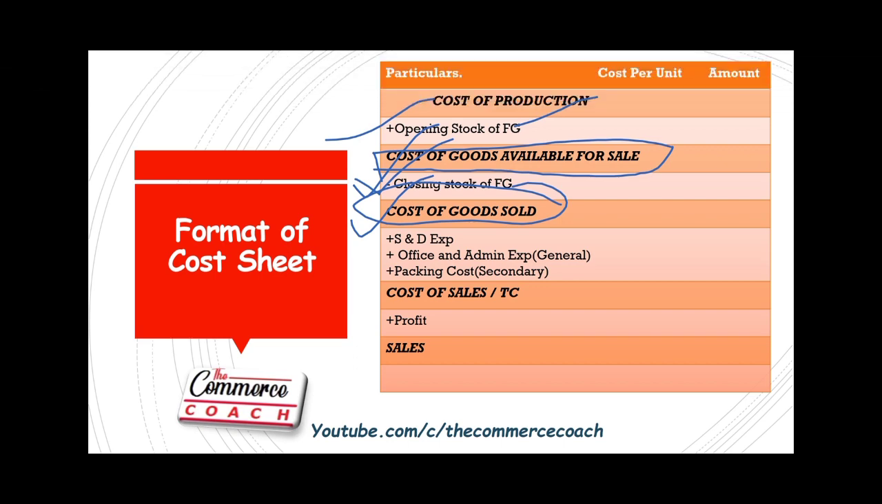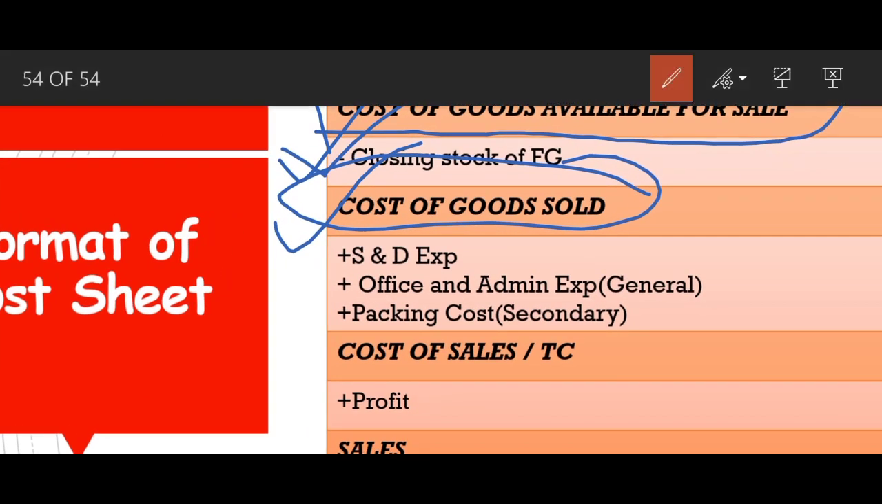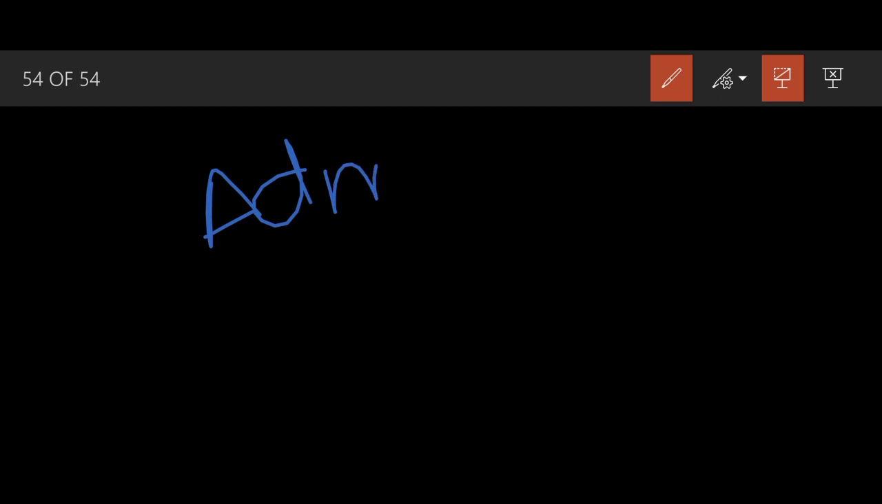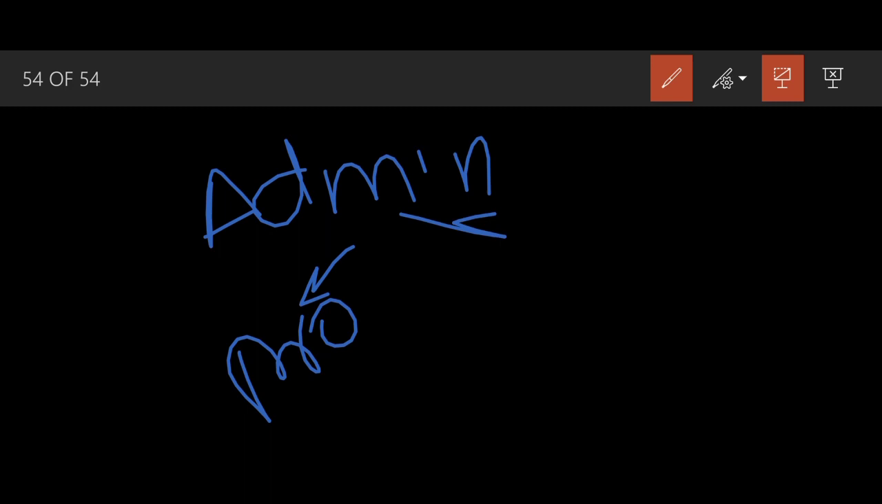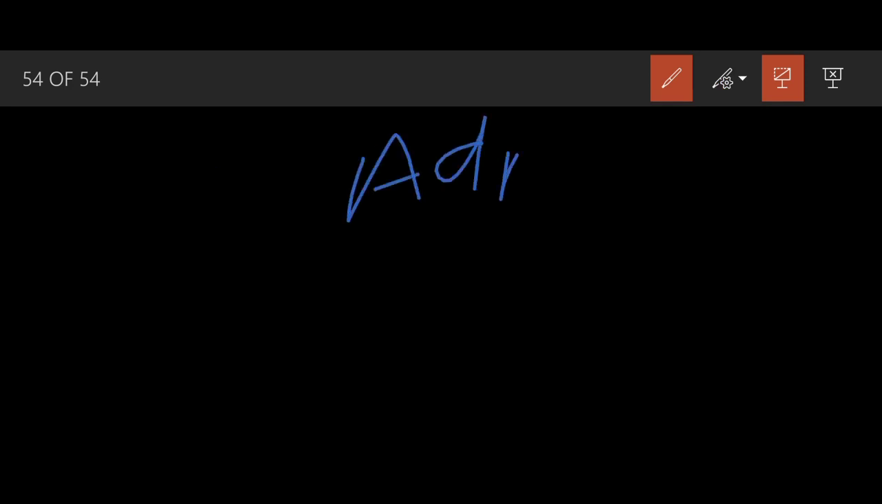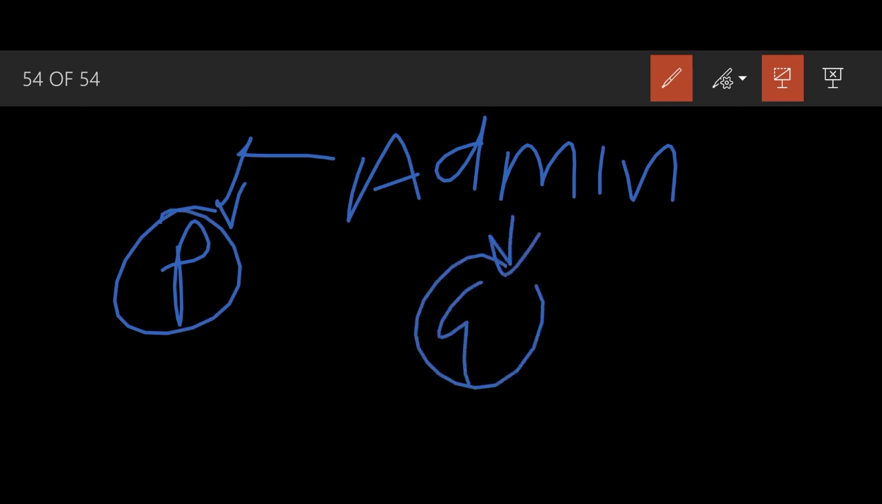Then you will add selling and distribution expenses, and office and admin expenses. Again it has come. Why? Because it is for the journal. We have admin expenses for production and for the journal also. Admin expenses are there for every department, like the production department and the finance department. In a cost sheet you can classify admin expenses in two categories only: for the production department and for the journal. Journal means everybody apart from the production department.